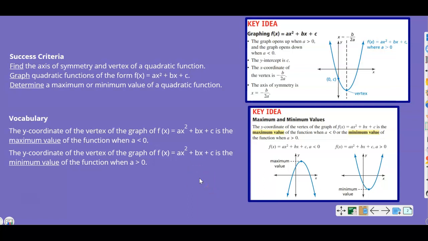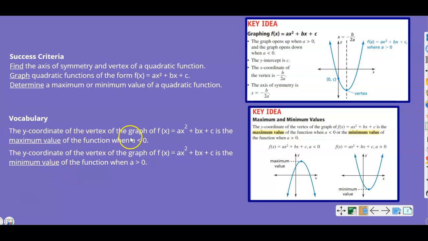All right, to be successful today, you need to find the axis of symmetry and vertex of a quadratic function. You need to be able to graph a quadratic function of the form f of x equals ax squared plus bx plus c. And you need to be able to determine a maximum or a minimum value of a quadratic function. All right, couple vocabulary terms. You need to know what maximum value is and minimum value.